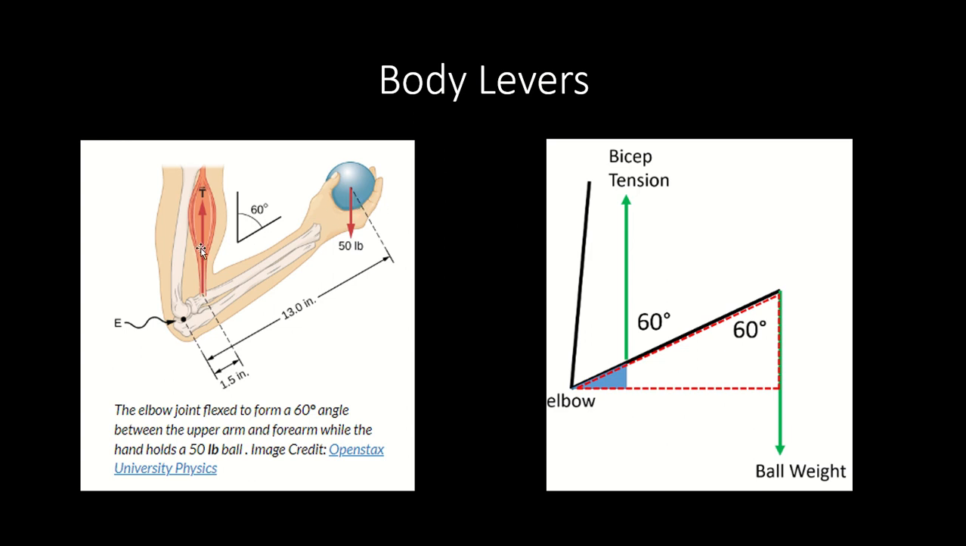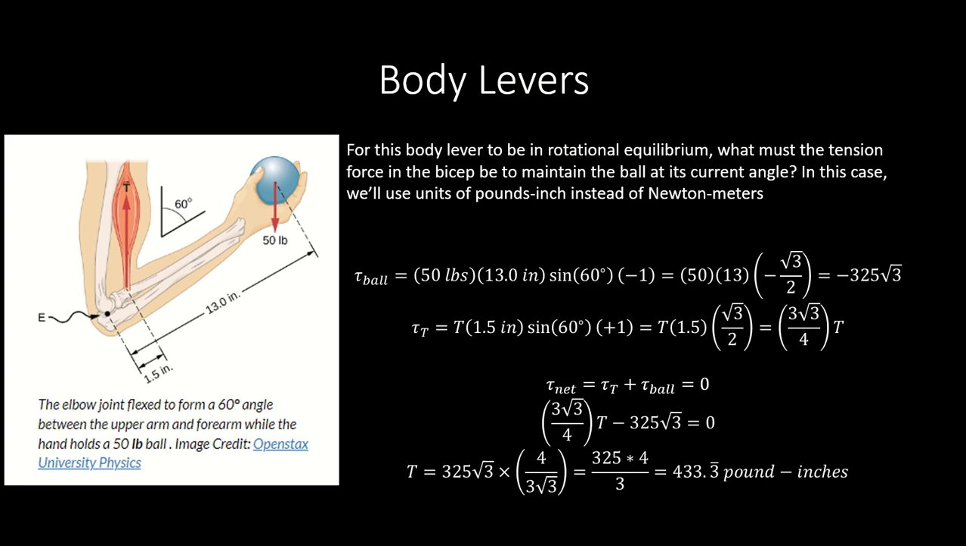Similarly, our tension force being pointed straight up is 60 degrees from our distance vector. Our weight pointed straight down, in this case, will also be 60 degrees relative to our lever arm. Therefore, if we plug all that in, for the body lever to be in rotational equilibrium, what must the tension force in the bicep be to maintain the ball at its current angle? In this case, we'll use units of pound-inches instead of Newton meters.